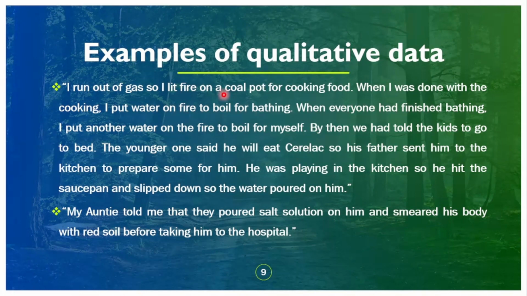And so you could see that the participant is describing vividly how the burn got about. Okay, and this is very classical of a qualitative data. Another example is my auntie told me that they poured salt solution on him and smeared his body with red soil before taking him to hospital. And this is a response from a patient who was asked, what did you do as soon as there was a burn? And so the patient describes exactly what he or she did in such situation. And this is a classical example of a qualitative data that have been analyzed using any of the analysis procedure that we talked about.